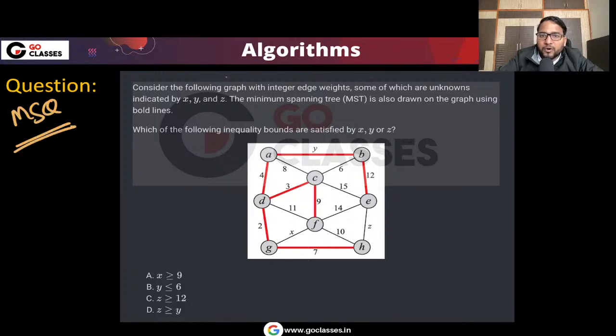Consider the following graph with integer edge weights, some of which are unknown, indicated by X, Y, and Z. The minimum spanning tree is also drawn using the bold lines. So these are the minimum spanning tree edges, and some of the weights are unknown. Which of the following bounds are satisfied by X, Y, or Z? So basically, you need to find the bounds on the values of X, Y, and Z.